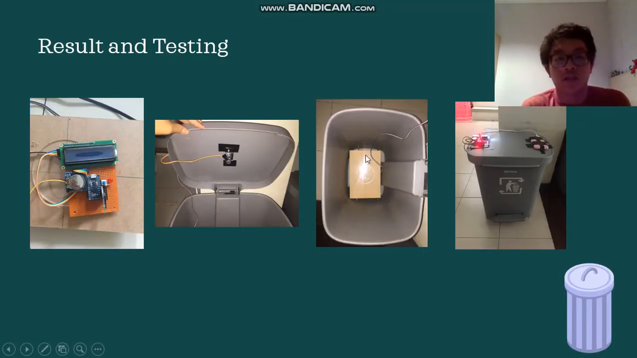Then this is the result and the testing. As you can see, the picture on the left is the result, that is the device, Mr. Garbage Dump Maximizer. The ultrasonic sensor is placed at the cover of the garbage bin, and the load sensor is placed at the bottom of the garbage bin, and the picture on the right is taken when running the system during testing.